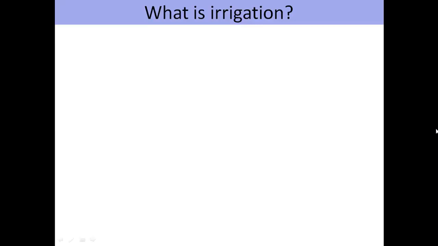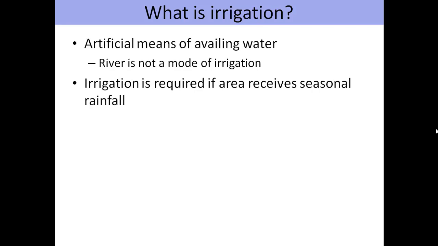Now we'll learn what modes of irrigation are shown on topographical map in 45D7 and D10. First we understand what is irrigation. Irrigation is the artificial means of availing water from natural sources. Remember, river is not a mode of irrigation. Irrigation is primarily required if the area receives seasonal rainfall.